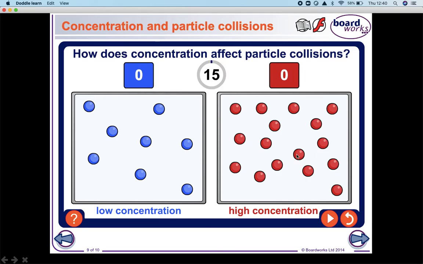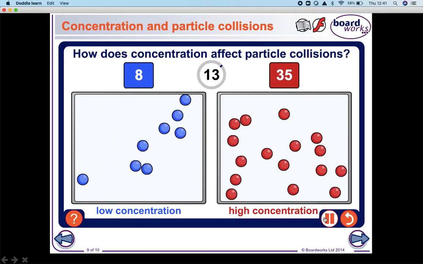Okay, so this time you've got two boxes, same volume, so same amount of space, but there's more particles packed in on the red side than there are on the blue side. So when I start this, because there's less space in the red box, there should be more collisions. And that's how concentration affects collisions.